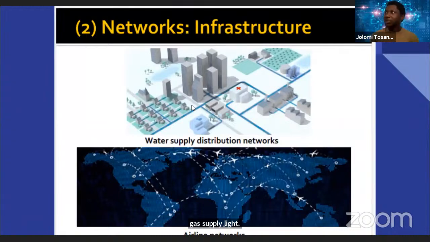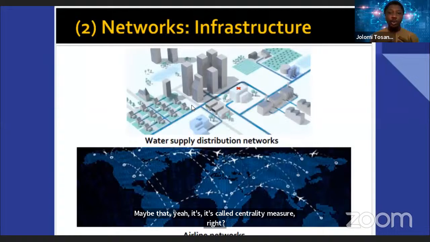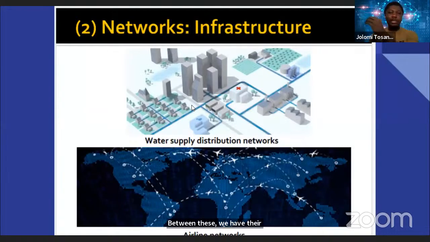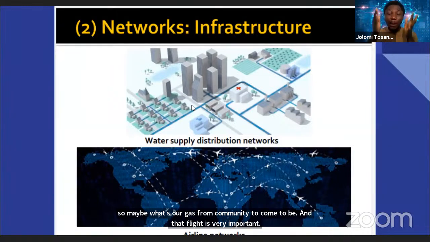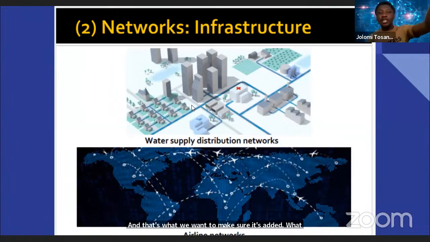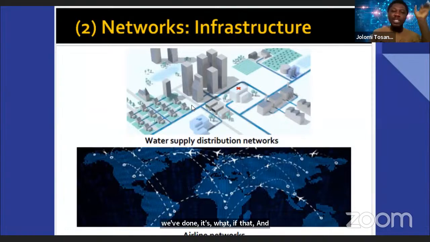In fact, there are things called centrality measures, right? We have the betweenness, we have the shortest paths, like calculating the shortest path between node A and node B. So maybe they want to know the most important station, so that station should not break down. Maybe there's a pipe that takes water or gas from community A to community B, and that pipe is very important in that network. You want to make sure it is highly maintained, because if that pipe breaks down, another community in your network is going to be disconnected from the supply, right?